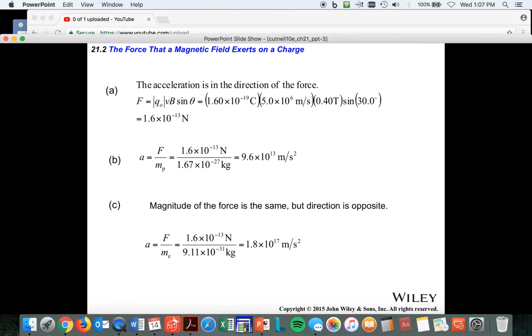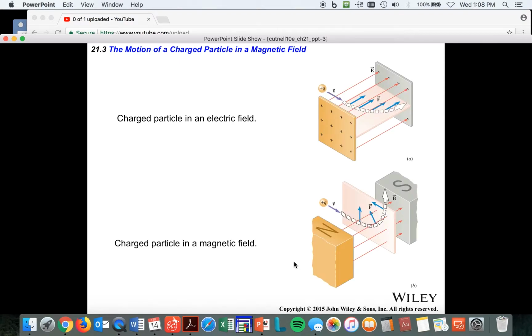The acceleration, that's about what I came up with, I think. But then if you look at the acceleration, my gosh, that's huge. But then look at this guy down here, 10 to the 17, 4 orders of magnitude, or 3.5. The magnitude of the force is the same, but the direction is opposite, and the acceleration is humongous for an electron.